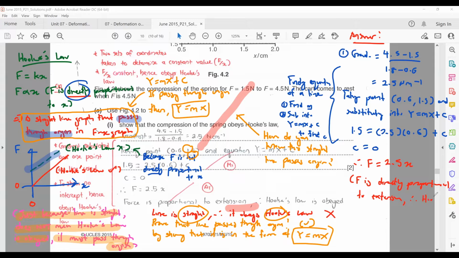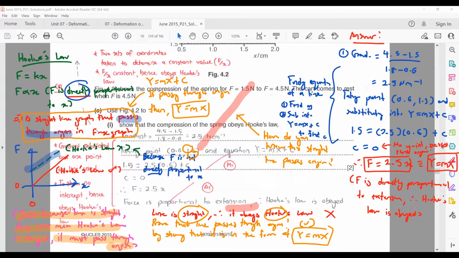Therefore, Hooke's law is obeyed. Okay. This one here, you already proved that is the same as y equals mx. So it's directly proportional. It passes through the origin. This one here already means that there is no y-intercept, it passes through origin.